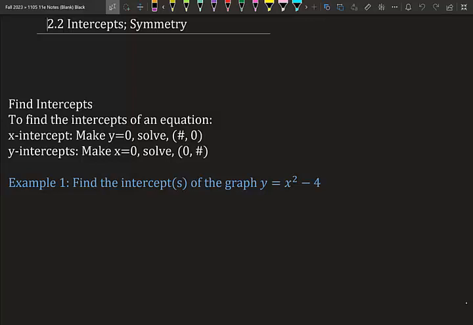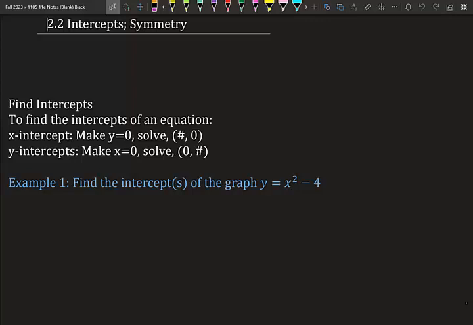2.2 Intercepts, Symmetry. So intercepts, something you already know about. Symmetry, that's something new. We haven't really talked about anything new yet. This is going to be the first thing that's super duper new. Alright, let's talk about intercepts though.